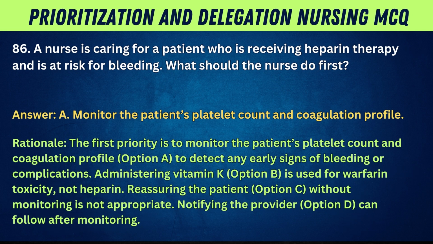Answer. A. Monitor the patient's platelet count and coagulation profile. Rationale. The first priority is to monitor the patient's platelet count and coagulation profile, option A, to detect any early signs of bleeding or complications. Administering vitamin K, option B, is used for warfarin toxicity, not heparin. Reassuring the patient, option C, without monitoring is not appropriate. Notifying the provider, option D, can follow after monitoring.